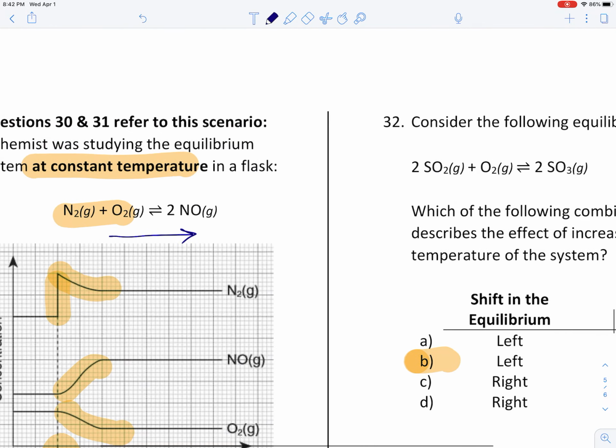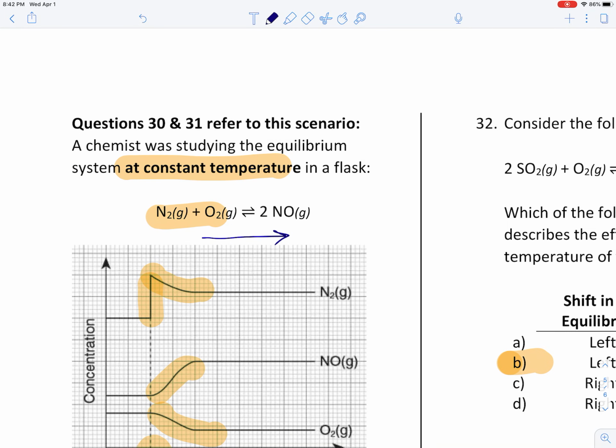All right, so that's it for a review of equilibrium. This should be a good review for both test and for the final exam.